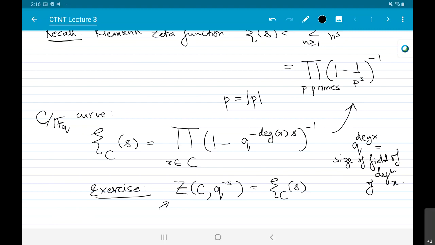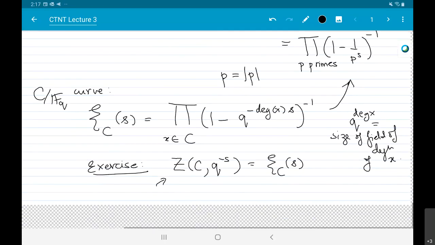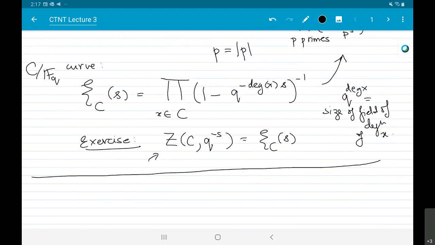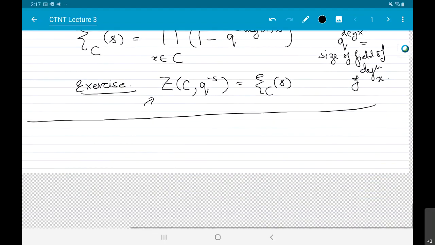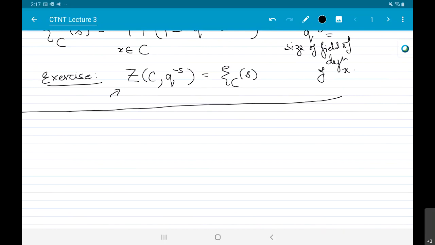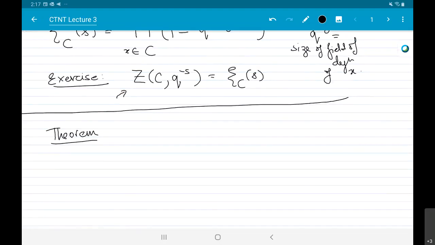So that's one way of looking at these things. Okay. And so now I'm going to state one of the major theorems in this area. This is called, so this is a theorem now, well, since the 70s. These are called the Weil conjectures, but they have been proved for some cases.